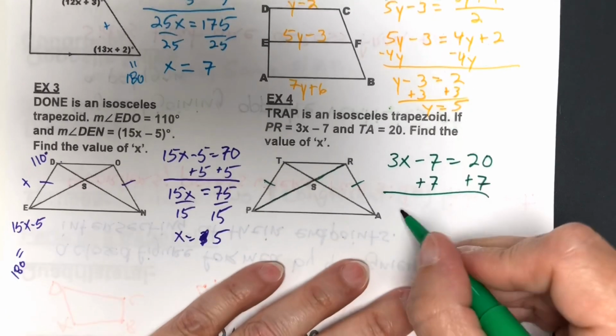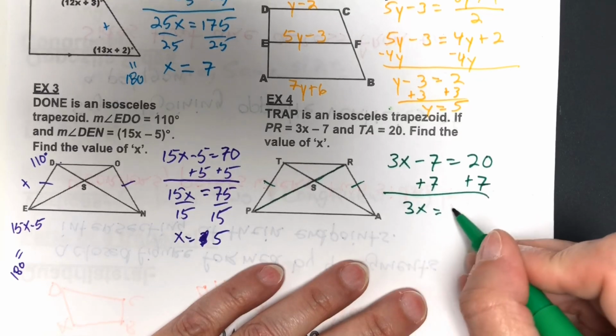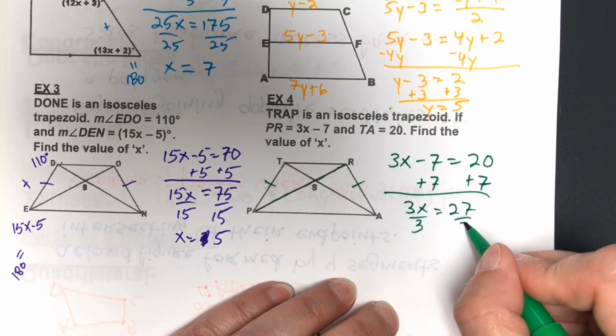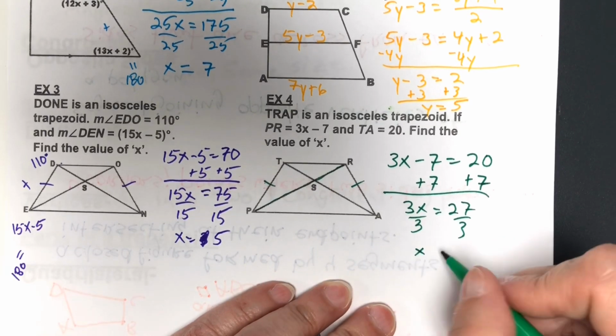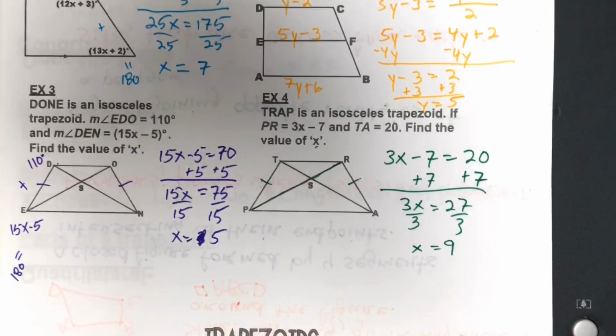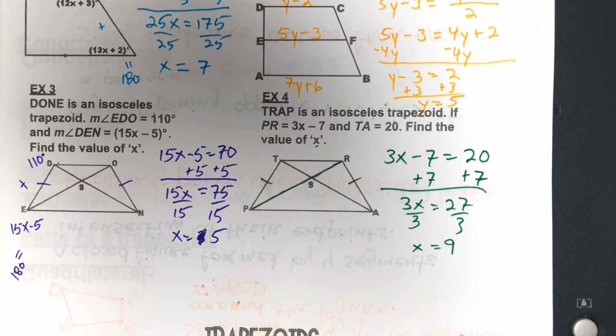Okay, so I get 3x equals 27. Divide by 3. Hey, this one I know. 3 times 9 is 27. X is 9. Find x. Boom! We're good. We're done.